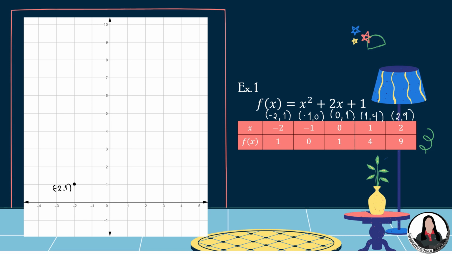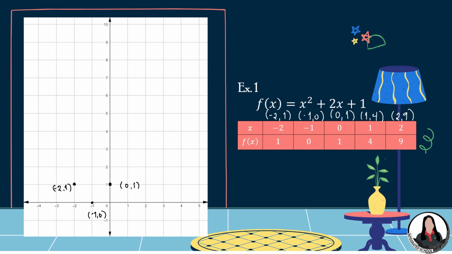Next, we have negative 1, 0. So, that point lies on the x-axis. So that's negative 1, 0. Okay, next, we have 0, 1. Okay, so 0, 1, that lies naman on the y-axis. So that is 0, 1.